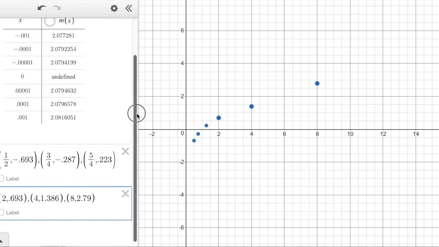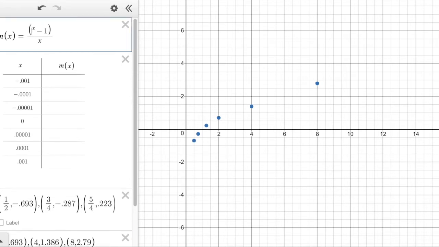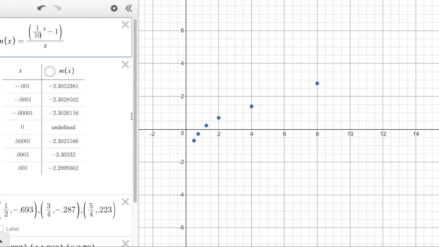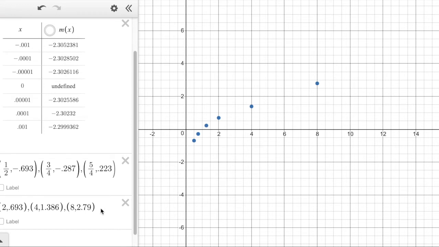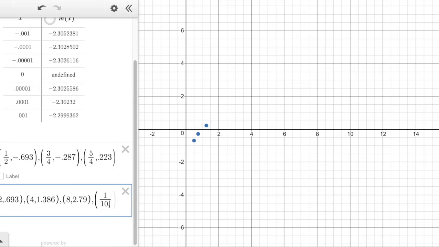Let me plot one more that's just a little bit closer to 0. Let's say we go to 1/10. That's very close. So when x is a tenth, let's see what I'm going to find. Oops, I got that one wrong. There we go. It looks like my limit table is telling me that it's approaching negative 2.302.